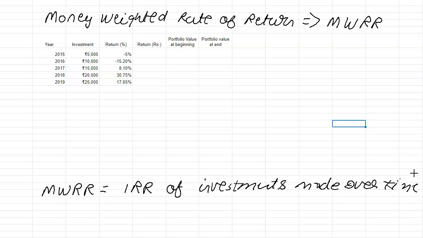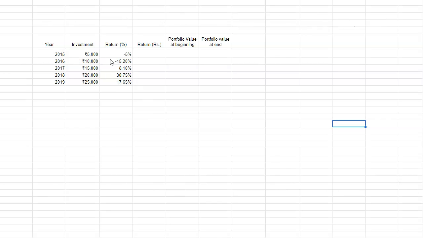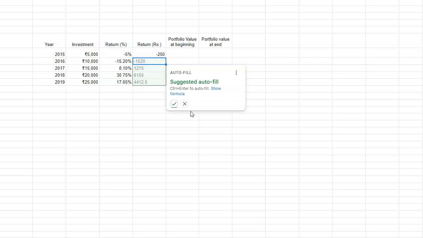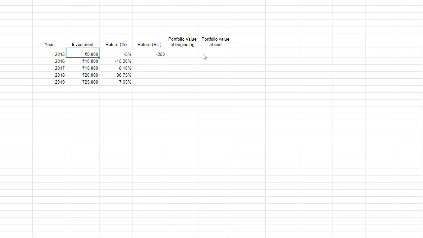Now, when we have numbers given to us like this, investment is made at the beginning of the year. So in the beginning of the year 2015, we have an investment of 5,000. The return is 5%. So if we want to find out the return in rupees, we multiply 5% into 5,000, and we get this 250. Now, the portfolio at the beginning, we are in the first year, so it is nothing but 5,000.